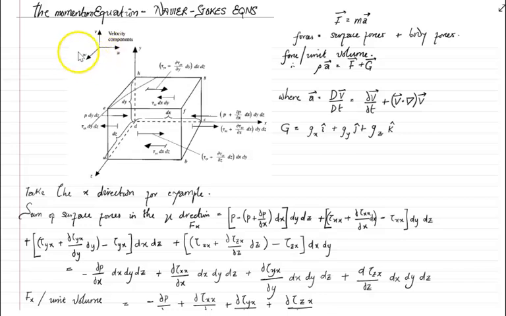Hello. Today we'll be looking at the momentum equations, or the so-called Navier-Stokes equations for fluids. We're deriving it. In the previous video we derived the continuity equation. So right now we're doing the Navier-Stokes equations. So what are the Navier-Stokes equations?